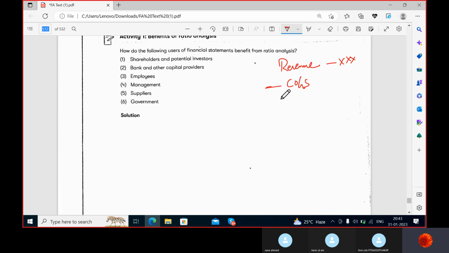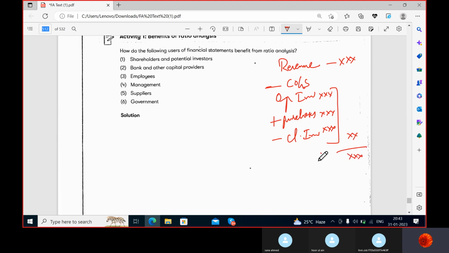What is the formula for cost of goods sold? It is opening inventory plus purchases minus closing inventory. So we'll put everything here. We'll remove this from this particular figure and we get the profit called gross profit. Don't worry, I'll explain this with numbers even.